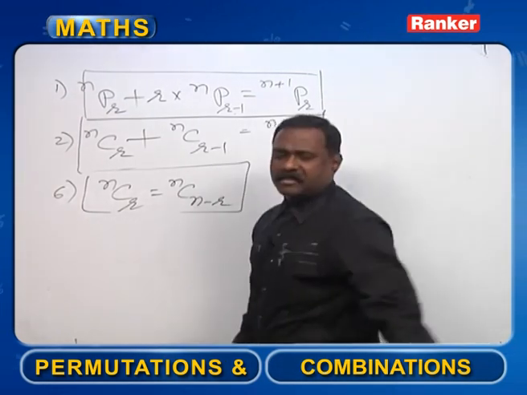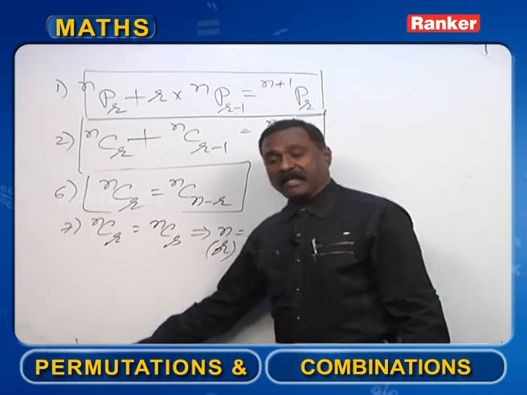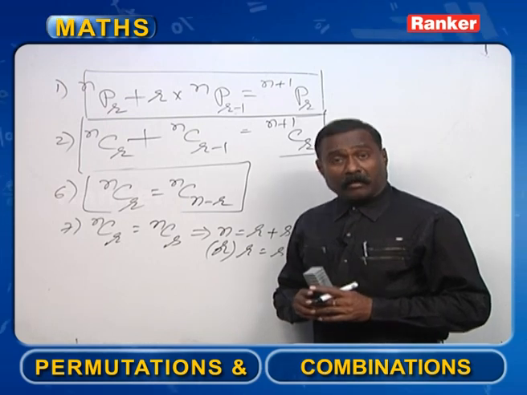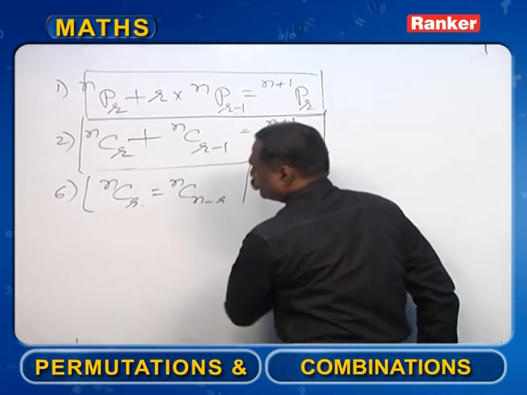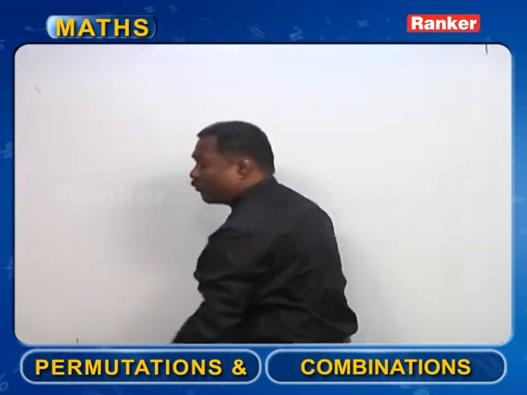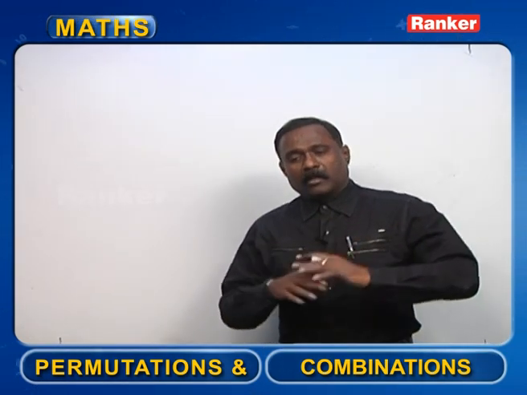Okay. Next, the 7th one is an important one. You can find some previous questions also on this one. NCR is equal to NCS implies N is equal to R plus S, or R is equal to S. Understand this. Now, these are some relations to be remembered. To answer that question of Aishwarya, we have to work out some problems on the combinations. After working out the problems, we will answer that question.